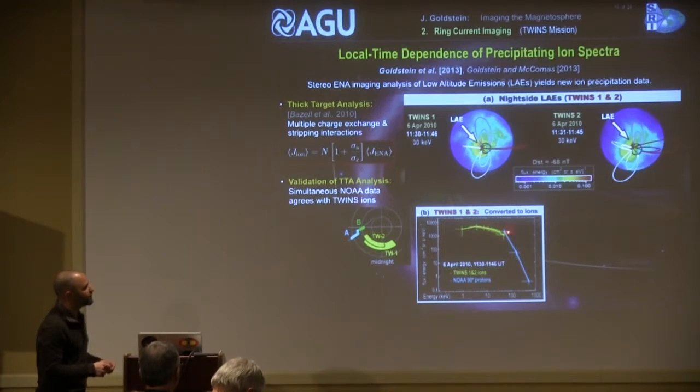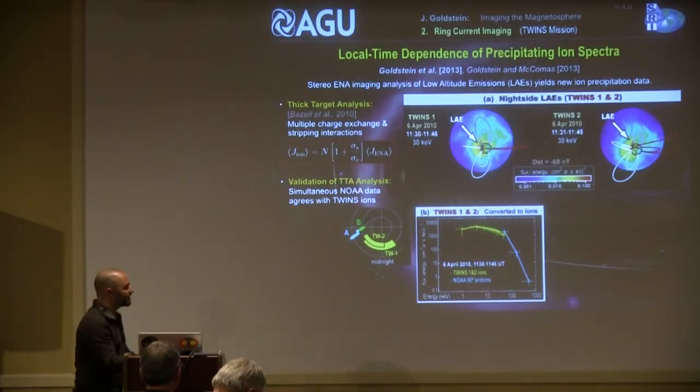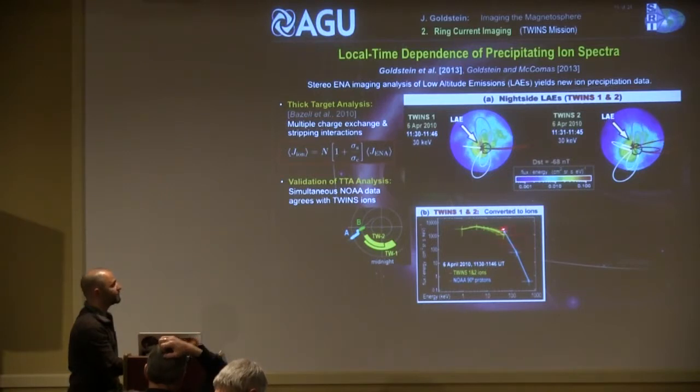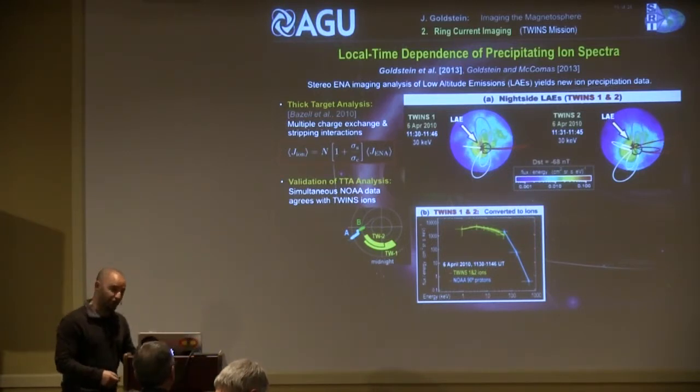This is TWINS 1 and 2 averaged ions, so taking the ions from all the TWINS 1 and all the TWINS 2 observations together and binning them together versus energy, you get this spectrum. And this is from simultaneous NOAA observations from very nearby, showing this spectrum. And in terms of absolute ion flux, they agree pretty well.